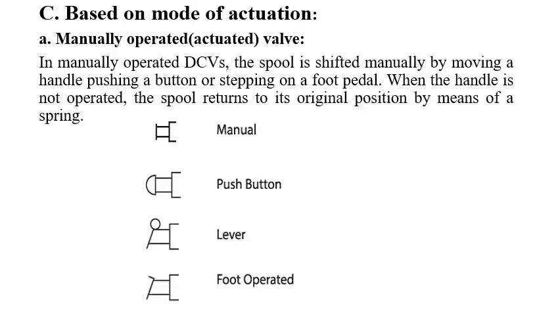Look at the different manually operated valve representations. Here the first one has a button, it is manually operated. This is the graphical symbol. There is a push button, it is also manually operated. There is a lever, also manually operated, and here is a foot pedal, operated by foot. So these are all four representations of a manually operated direction control valve.